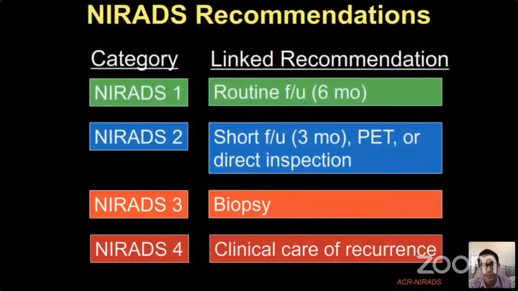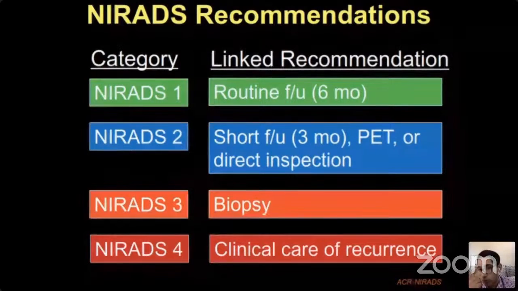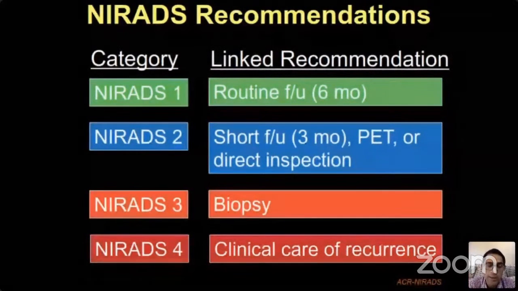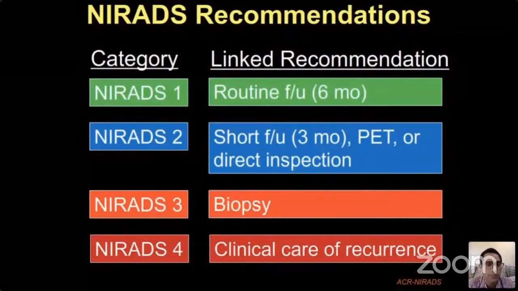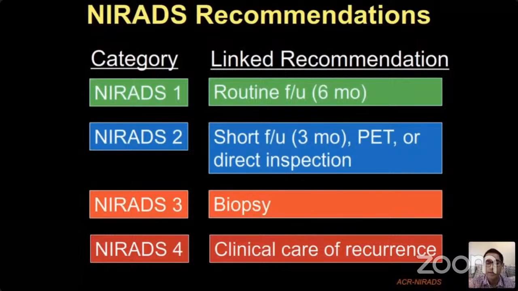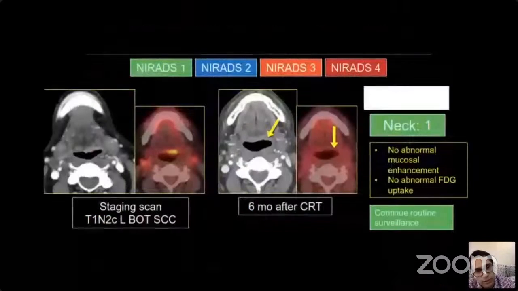So these are the recommendations by the NI-RADS. If it's NI-RADS 1, that means there is no disease, routine follow-up. If it's NI-RADS 2, short interval follow-up or PET-CT or direct inspection. NI-RADS category 3 is kind of suspicious, indeterminate, and then you need to do a biopsy. And NI-RADS 4 is definitely recurrence. And then you plan your recurrent case. Either you do upfront surgery with CT of the thorax, or you plan an FDG PET-CT to rule out any metastasis and then plan your surgery.